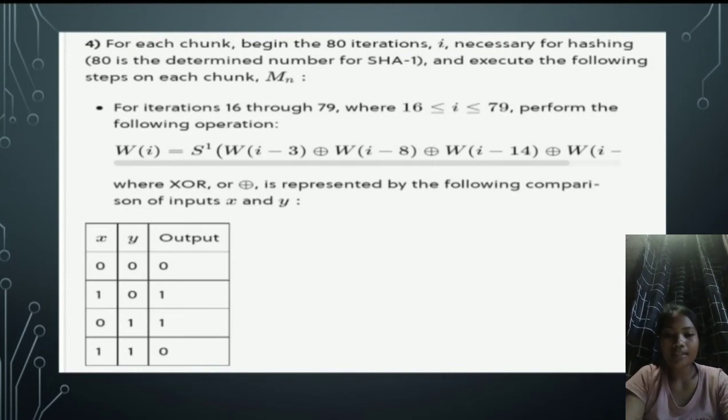For each chunk, begin the 80 iterations necessary for hashing. 80 is the determined number for SHA-1. Execute the following steps on each chunk M_N. For iteration 16 through 79, where 16 ≤ i ≤ 79, perform the operation shown in the picture.